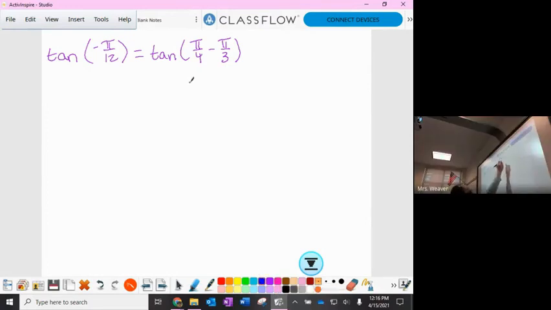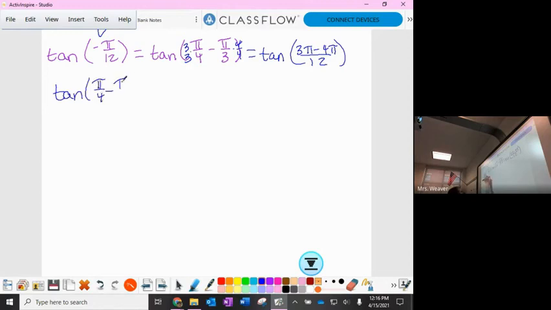If I do my denominator at 12, I'm going to multiply this one by 3 over 3, so that's 3 pi over 12, minus, I multiply this one by 4 over 4, and that's 4 pi over 12. So that will give me tangent of negative pi over 12. Those are the good angles, so we're good to work. We're starting with tangent of pi over 4 minus pi over 3 and plugging it into the formula.